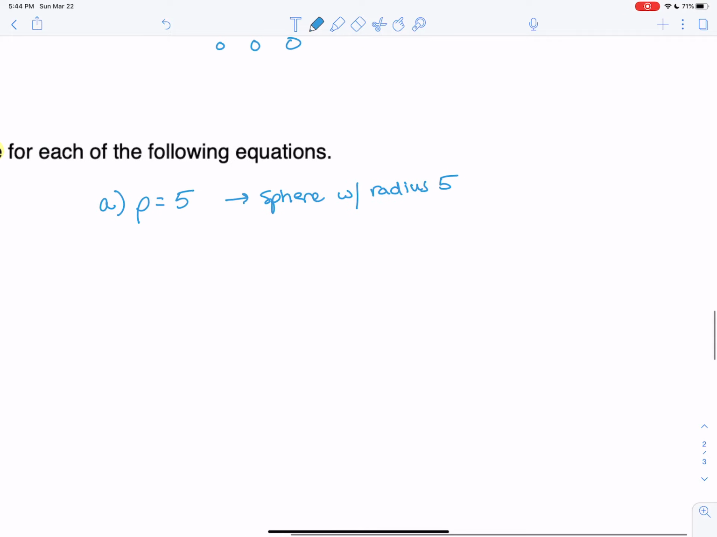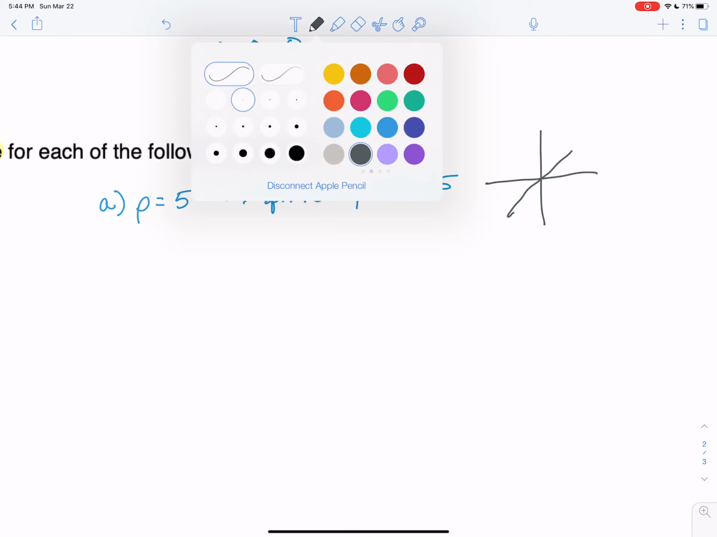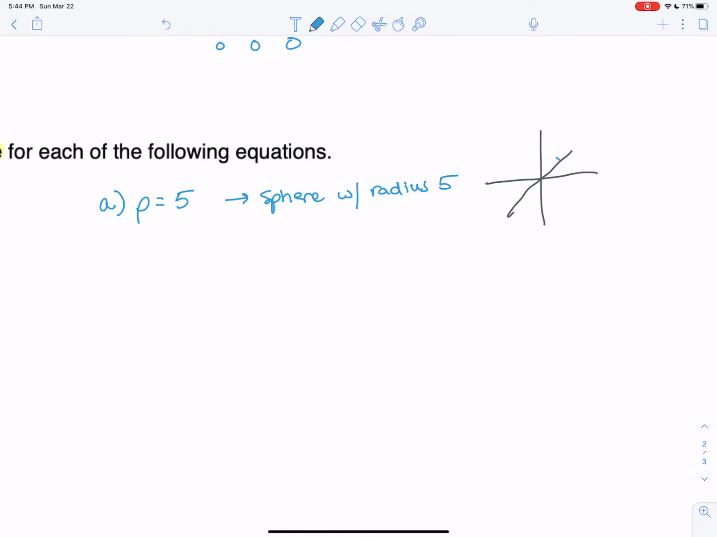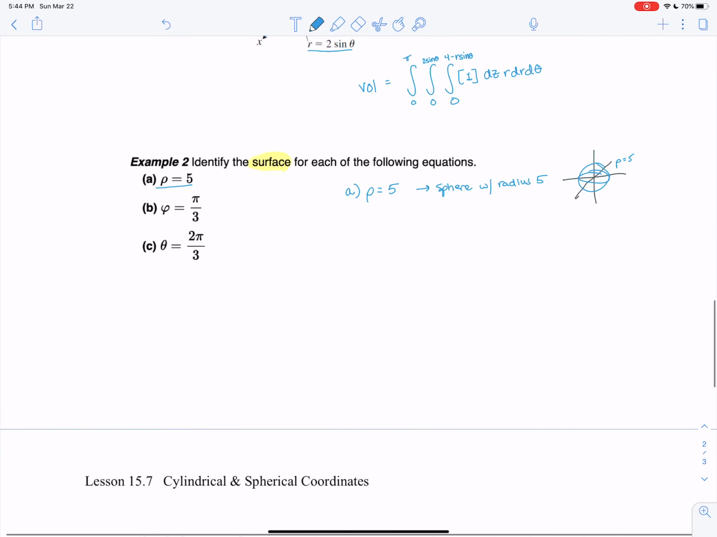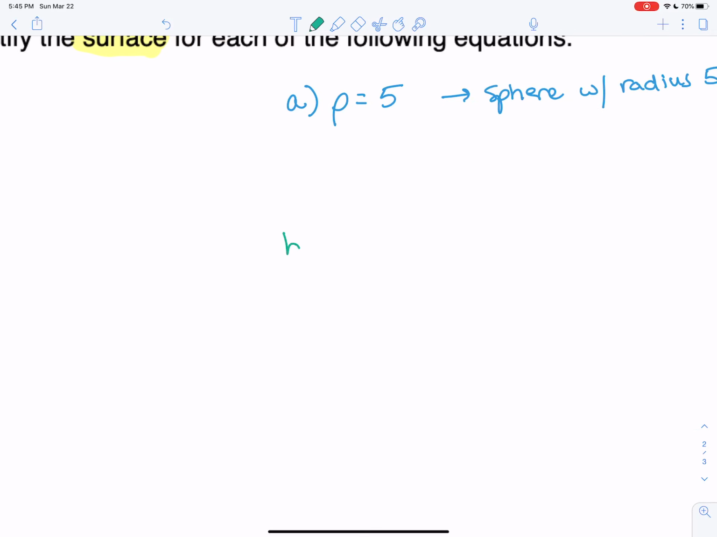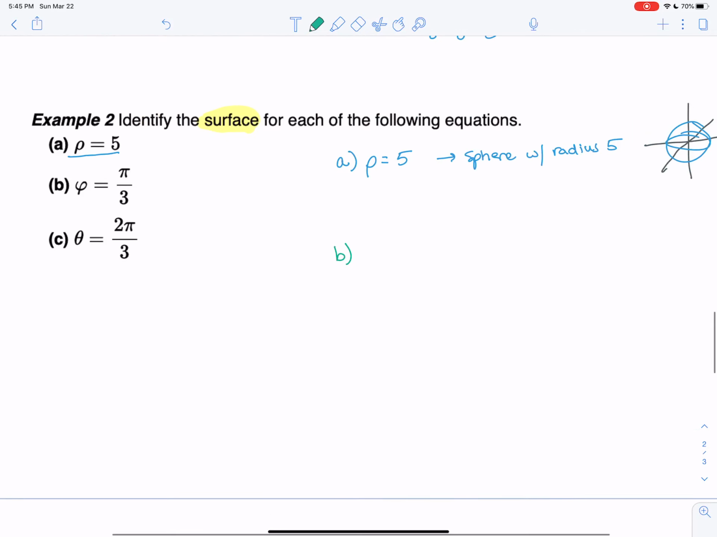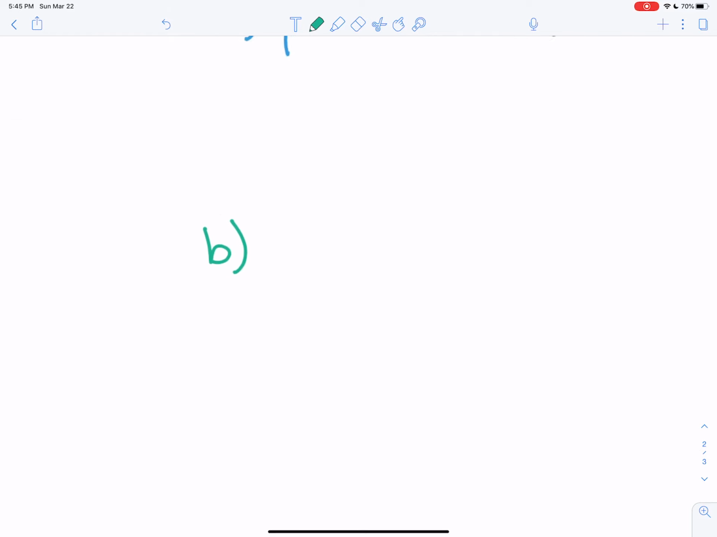Right, so that would just look like a sphere of radius 5. There we go. So that's rho equals 5. Easy peasy. Now let's look at B. So B is phi equals pi thirds.